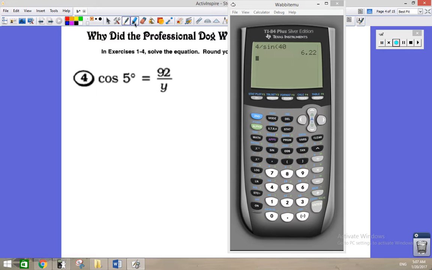Again, I'm going to switch places with the cosine of y, because if I place this over 1, I can think of this as a proportion. So immediately I have that y is equal to 92 divided by the cosine of 5. It only saves you one step, but it is a little bit of a time saver.